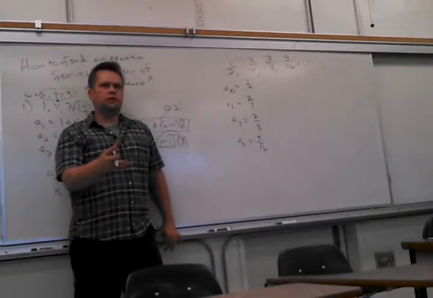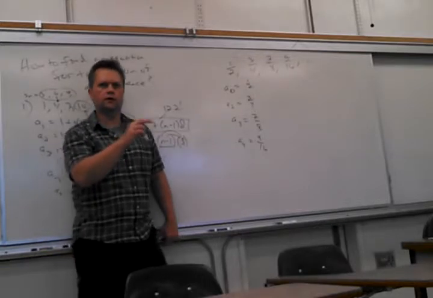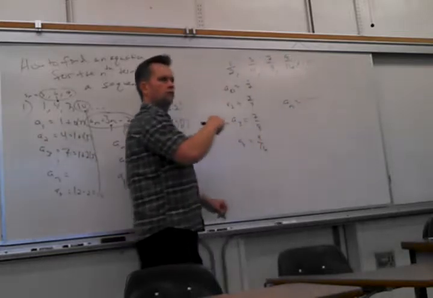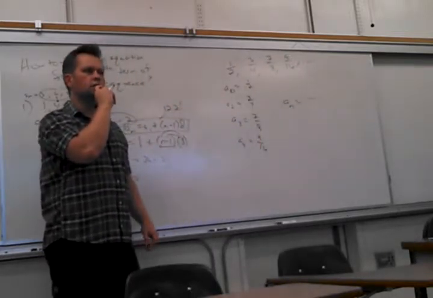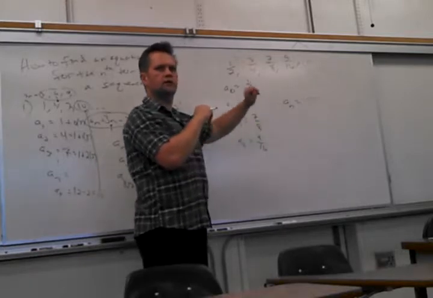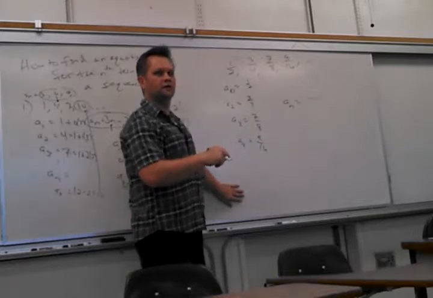The bottom should be relatively easy to figure out. What's happening with the denominator every time? So how can I write that in general? Because if it was 2n, then this one should be 6. So it's not 2 times n. 2n squared? No.